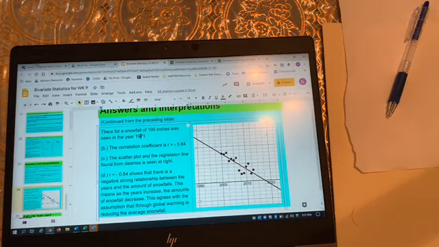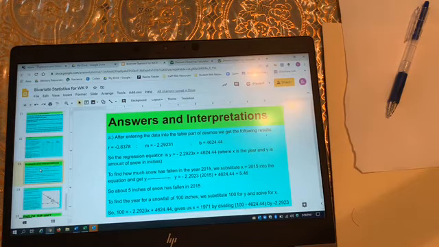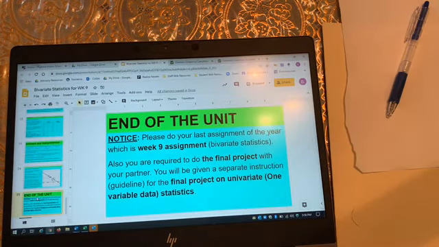Okay, so that's how we find the regression line and equation using Desmos, and how we study the relationship between two quantities. This ends the unit and also the year's lesson.